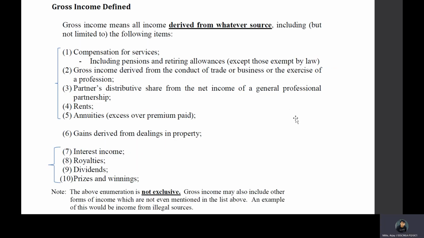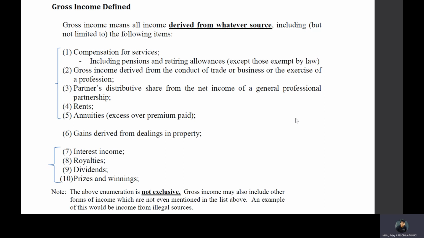So next slide, we need to identify what is gross income. So sabi dito, gross income daw means all income derived from whatever source, including but not limited to the following line items. So ito yun. So, yung mga compensation for services, including yung pensions and retiring allowances. Of course, except those exempted by law.